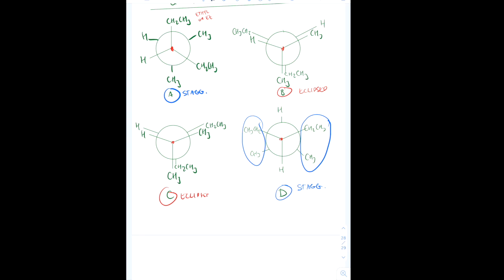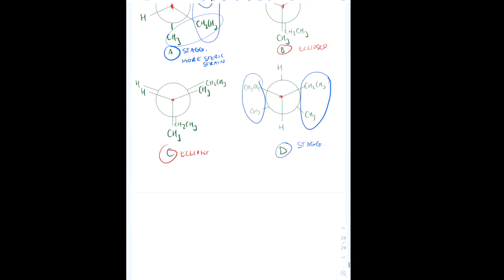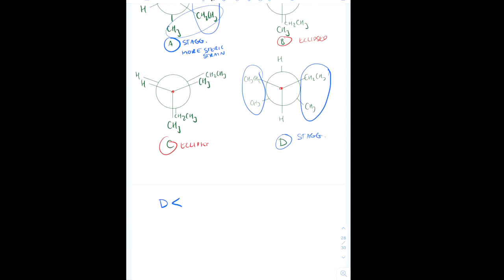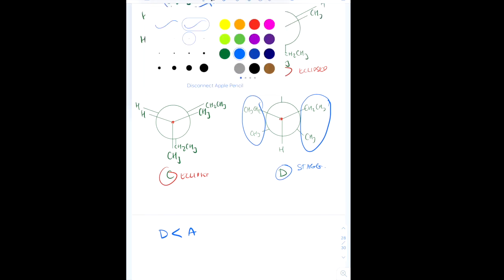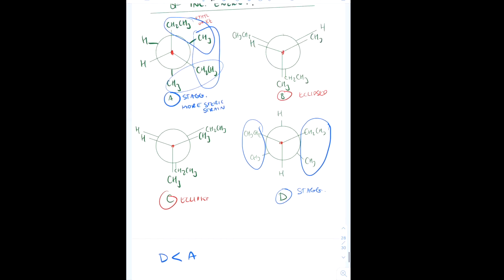But if we look over here in A, we have that same interaction here, and we also have that same interaction here, right? That methyl interacting with the ethyl. But we also have an additional interaction that is a methyl interaction with another ethyl, okay? So that's the way you want to walk yourself through this: look at all of the interactions that these groups are going to have. And so A has more steric strain than D. Okay, so that means that D is the lowest in energy, followed by A, and now we need to classify our C and B.